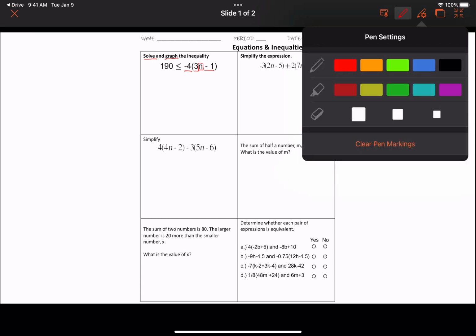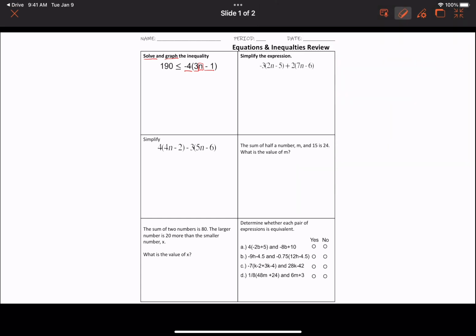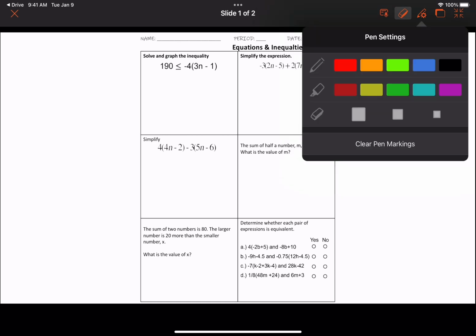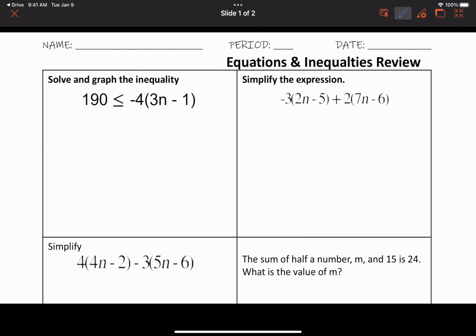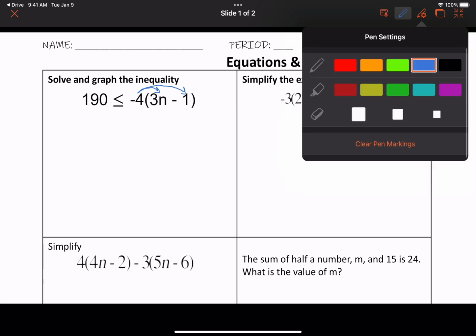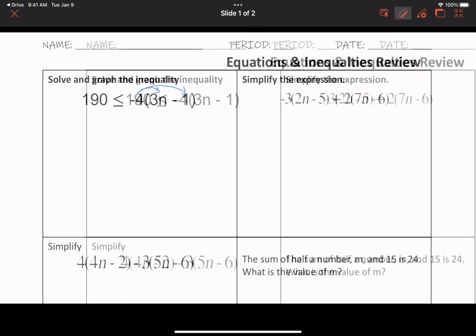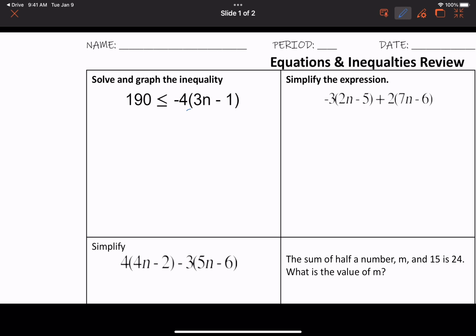So let's go ahead and jump right in on how I might do this. You might do something a little bit different, but this is what I'm going to do. All right, so here we go. There's a couple ways that we could go this first step. We could distribute this -4 into both of these terms and multiply that through. The other method that we could actually start off by is dividing both sides by a -4. And I'm actually going to opt for that method instead. So we are going to divide both sides by a -4.